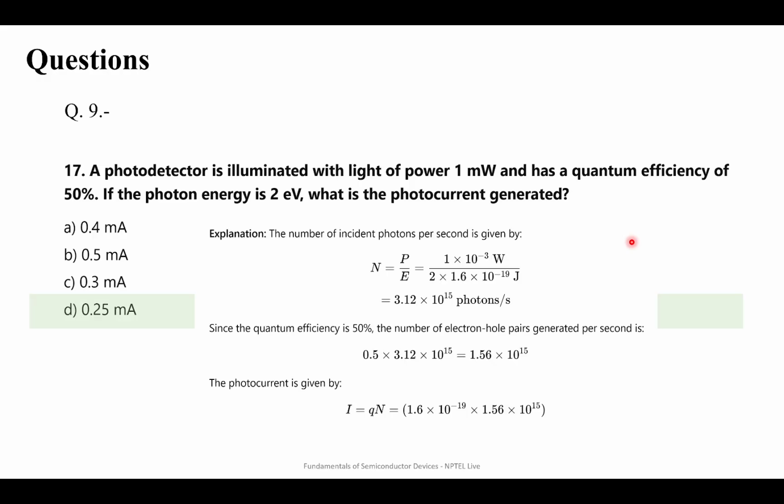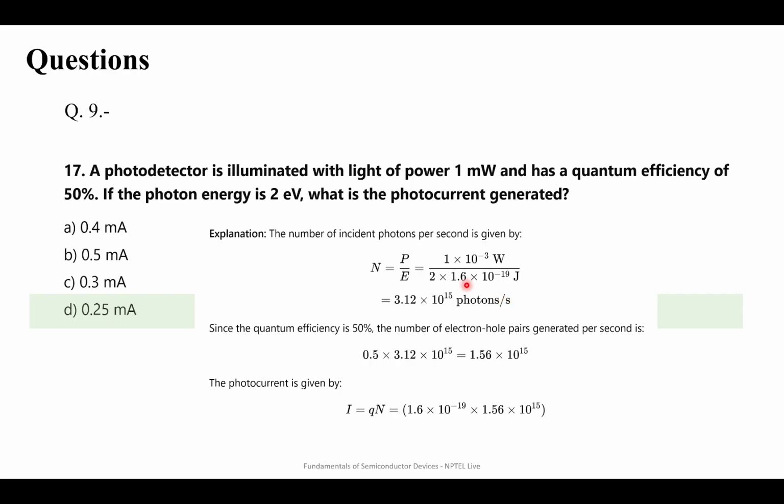The answer to this is actually 0.25 milliamperes. First you need to calculate the incident number of photons per second, which is simply power divided by energy. Power is 1 milliwatt, energy is 2 eV, so converting it to joules, you will get 3.12 times 10 to the power 15 photons per second.